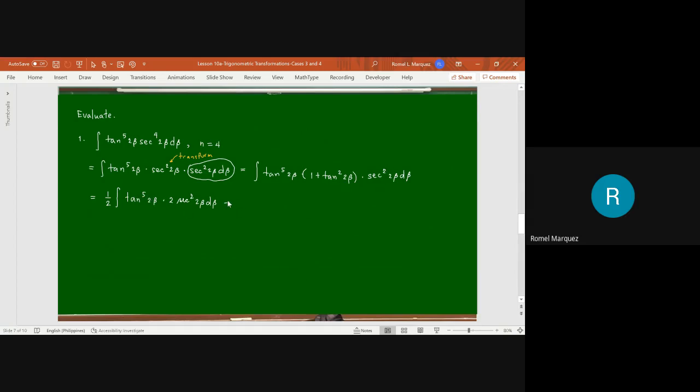Then plus the integral of, so this secant squared times tangent, so we have tangent squared 2 beta. So similar here, but the exponent is 2. That's the difference from the first integral. So we have secant squared 2 beta d beta times 2 here, balanced by 1/2.